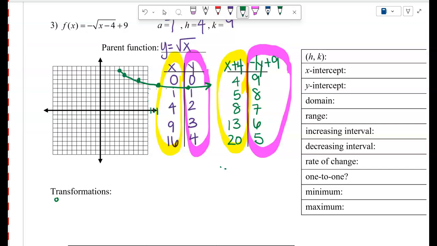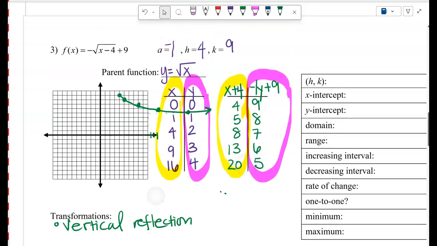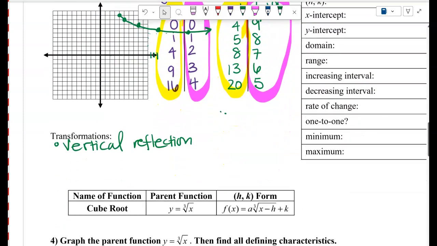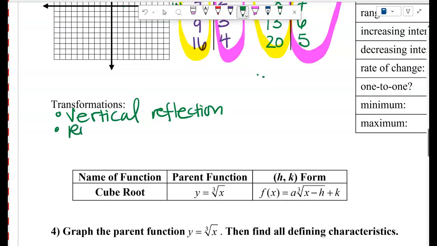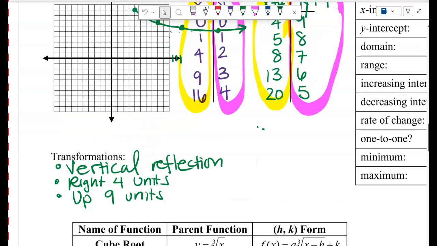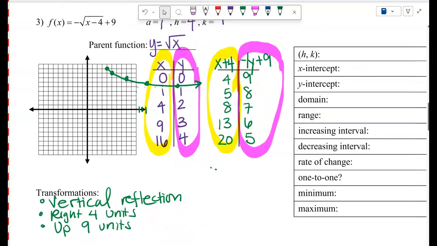So your transformations: the first one is going to say we have a reflection over the x-axis, or we can write it as a vertical reflection. Your h value, guys, is positive 4, and so is your k value. So they're going to go right 4 units, and then up 9 units. Those are your transformations.